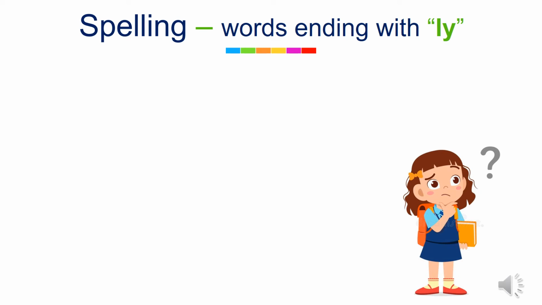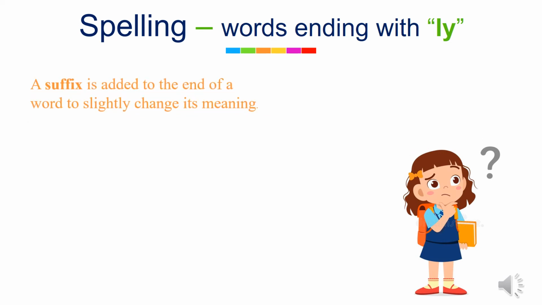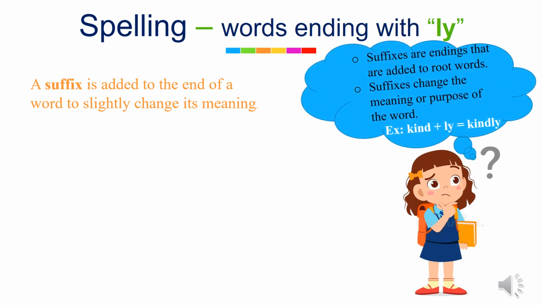Now we are going to do the spelling part of the lesson. In this lesson, we are going to learn words ending with ly. We add a suffix to the end of the word so it slightly changes the meaning of the word. So children, what is a suffix? Suffixes are endings that are added to root words. Suffixes change the meaning or purpose of the word.